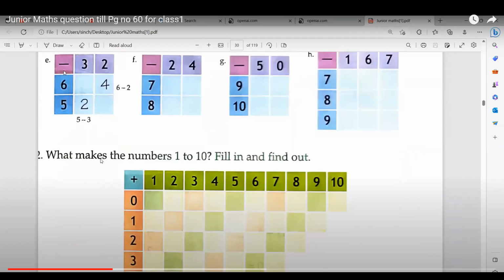First, read it. What is written here? Minus. Then read it loudly, beta. Minus three and two. Then what is written here? Six and five. Very good. So what do you need to subtract, beta? See here. Which number? Six minus two. Very good. Again, you have to follow these boxes. Here 6 is written and here 2 is written. So 6 minus 2 is 4.